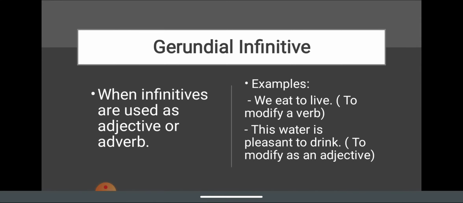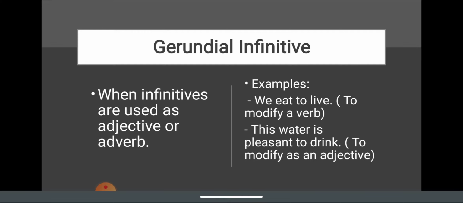Gerundial infinitive. When infinitives are used as adjective or adverb, adjective means to qualify the noun. The verbs which qualify the noun, or the noun can be used as subject or object in any sentence, and adverbs are the verbs which qualify the verb being used in the sentence. Examples: we eat to live, to modify a verb. Here to live is modifying the verb eat.